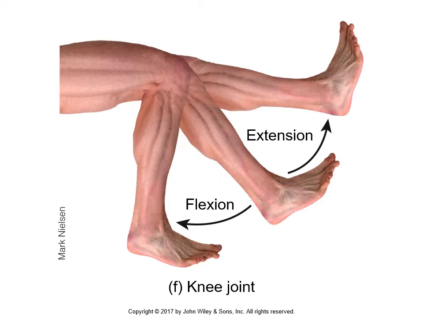If I then straighten the knee out, so my foot is straight out, that is knee extension. So if you're standing straight up, your legs are locked straight, your knee is extended. If you then take, let's say, your left heel and bend the knee so the heel kicks yourself in the butt, that is knee flexion.